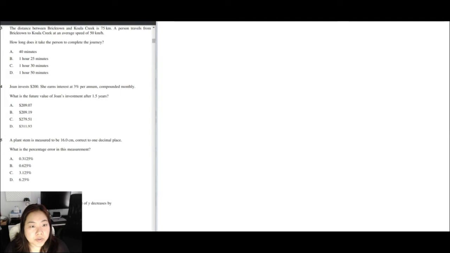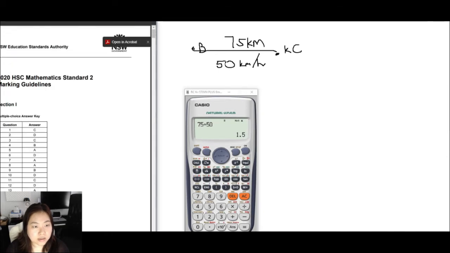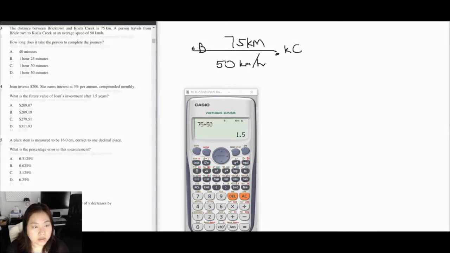3. The distance between Bricktown and Koala Creek is 75 kilometers. Let's draw that. So we have Bricktown. A person travels from Bricktown to Koala Creek at the average speed of 50 kilometers per hour. How long does it take the person to complete the journey? It's just 75 divided by 50. 1.5 hours. 1 hour and 30 minutes. 3C. There we go. Done.